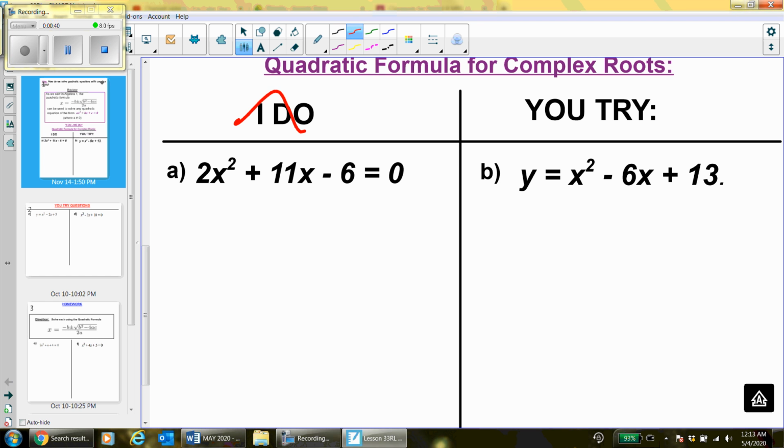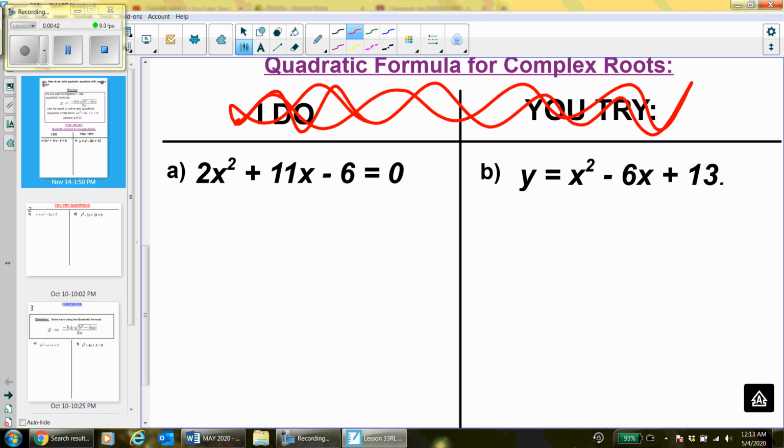I'm just going to do both of these. The next page, you're going to do those two questions for classwork, and then the following page is your homework because today is Tuesday. All right, so first question.